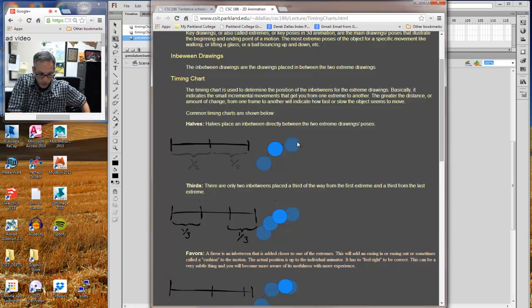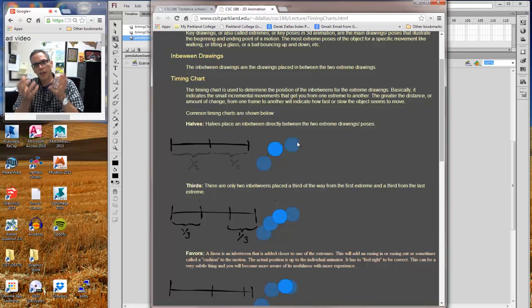If the object is closer to the first drawing, if I have this one, then this one, and then the last one is this one, then it's going to look like slow and then hurry. If it's like this, if this is the first one, this is the second one, and this is the last one, then it's going to be hurry then slow. And you get this sense of cushioning or easing into something.